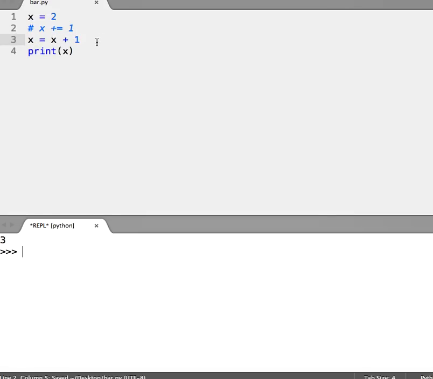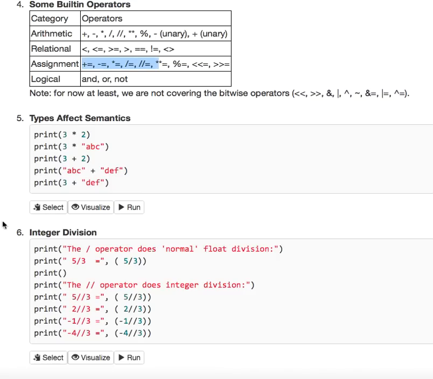So if you're following along, we could have said x equals 17. And then x mod equals, say, 10. And when we print x, we would expect this is the same as x equals x mod 10. 17 mod 10 is 7, so we expect 7. And there it is, 7.